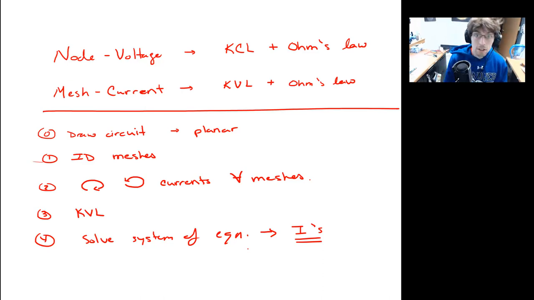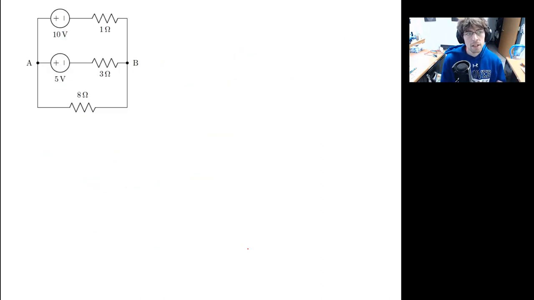Good. So let's get an example. I've given you the algorithmic process. Let's get an example. And we'll go back to our favorite circuit. We already know the answer to this circuit. Now we're just going to do mesh current to find it. So the first thing is that we need to ensure that the circuit is drawn as a planar circuit. In other words, anytime we see two wires meeting, it's actually an essential node.